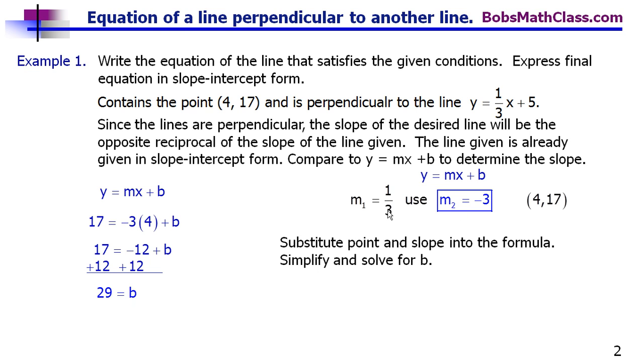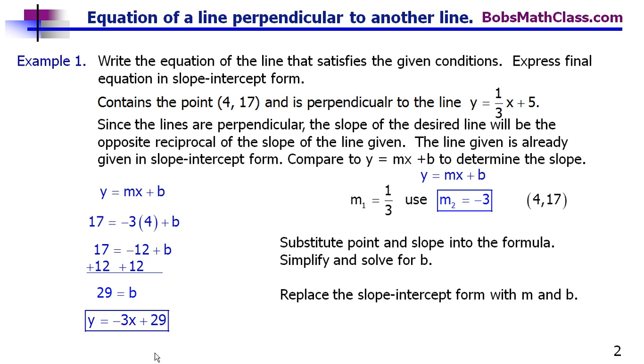Remember, don't use 1/3. You have to flip it and switch it. We use negative 3. So there's our m. This is our b. We can replace m and b in the slope-intercept form. So y equals negative 3x plus 29.